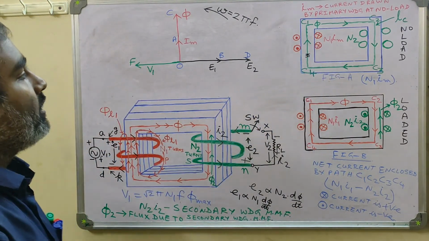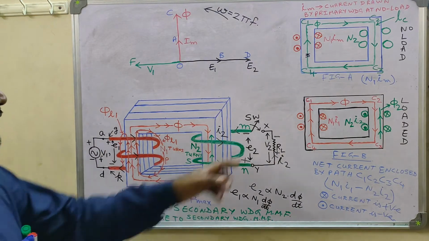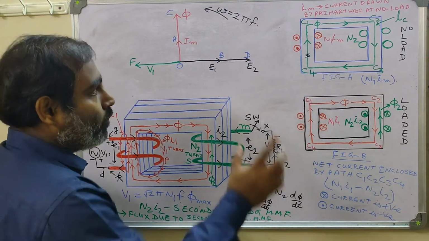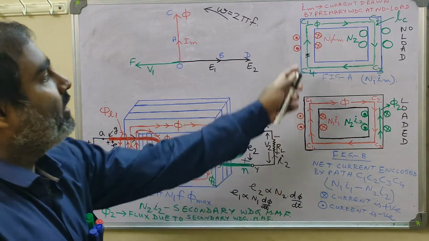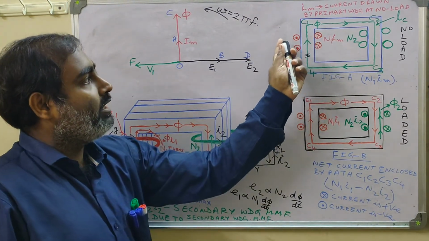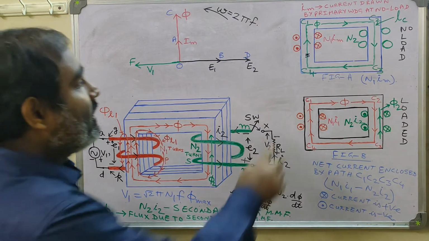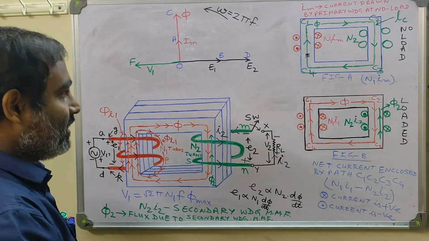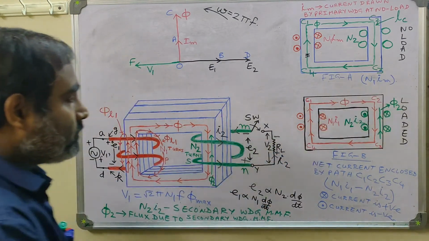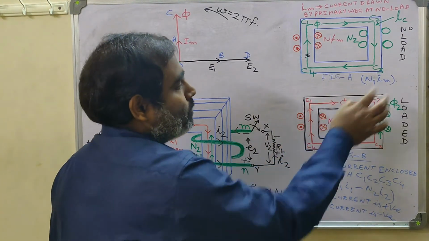Since the number of turns of primary coil P is N1, there will be N1 conductors on this side and this side. What is Im? Im is the current drawn by the primary winding at no load condition. So what is the current enclosed in the closed path C1, C2, C3, C4? It is N1 into Im. So this is the MMF acting in this closed path.